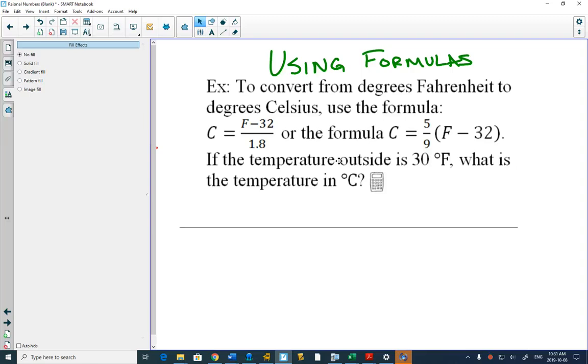Oh, wait for it. Here it is. Okay, we're ready to go convert from degrees Celsius to Fahrenheit.